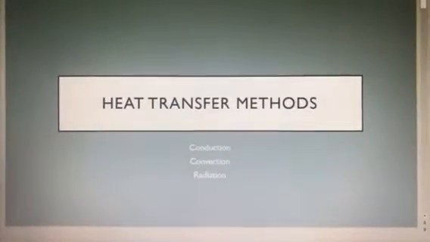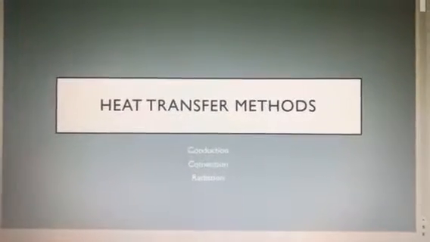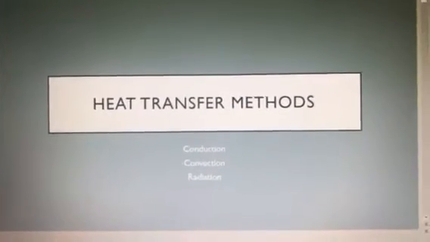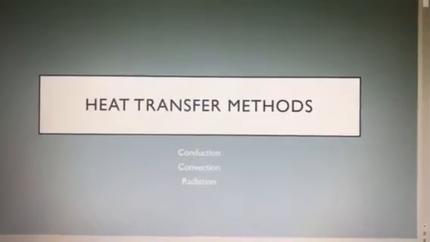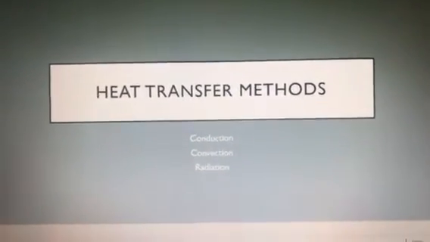Heat transfer methods. There are 3 different methods for heat transfer. The first is conduction, second is convection, third is radiation.